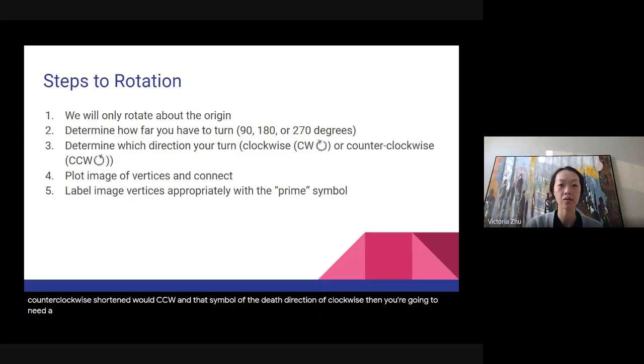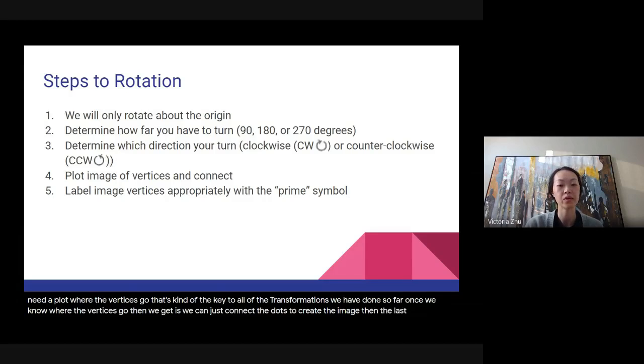Then you're going to need to plot where the vertices go. That's kind of the key to all of the transformations we have done so far. Once we know where the vertices go, then we can just connect the dots to create the image. Then the last thing, of course, is to label with the prime symbol again.